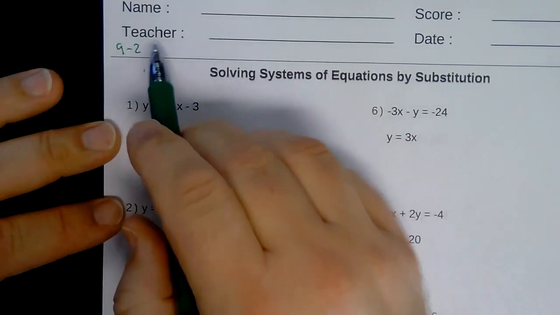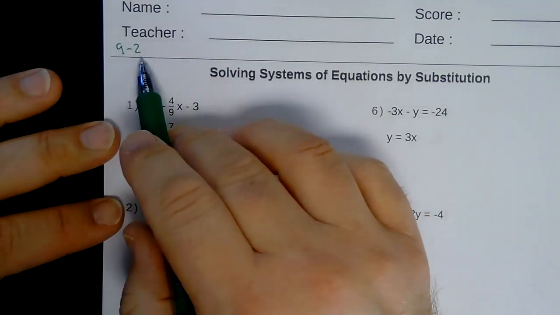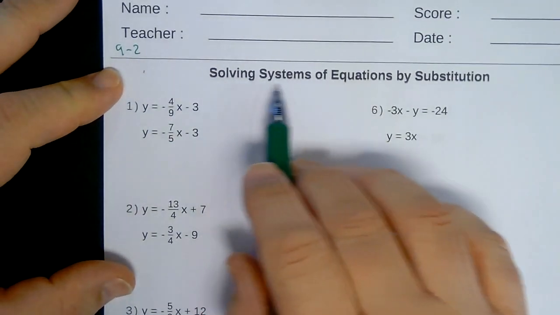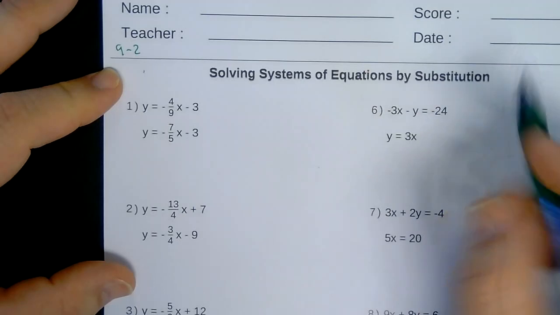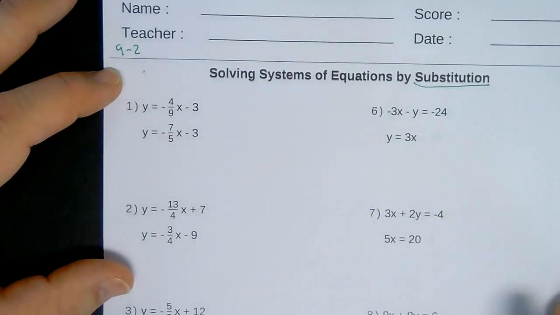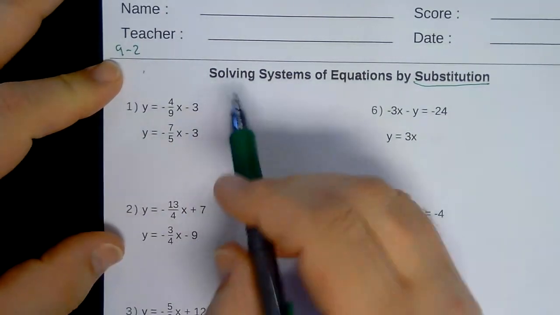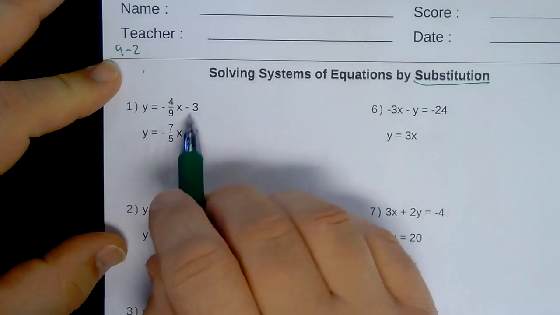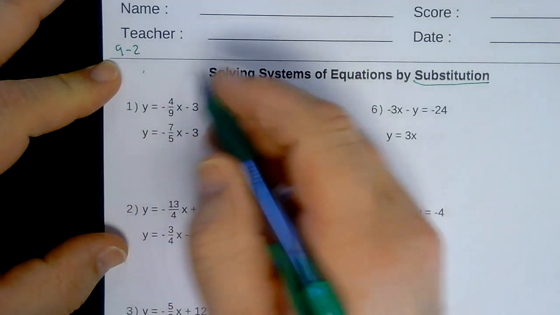Okay, good morning. This time we are working on Unit 9, Section 2, the second section in Unit 9, and this time solving systems of equations by substitution. That's the key here, substitution. So different than graphing, different than elimination. So first thing I noticed is that they both are set equal to y, so substitution means I'm going to set one equal to the other.